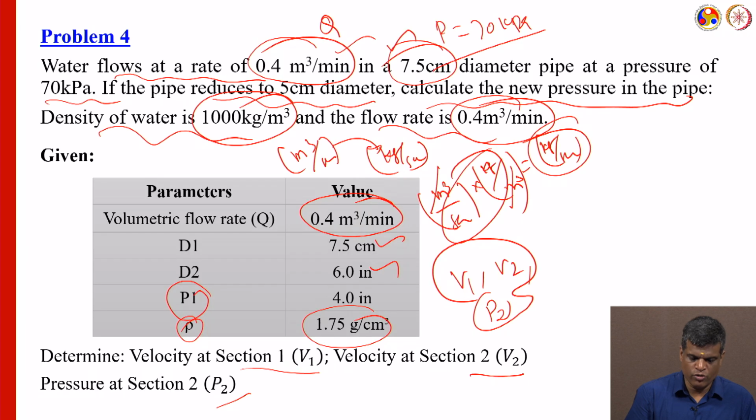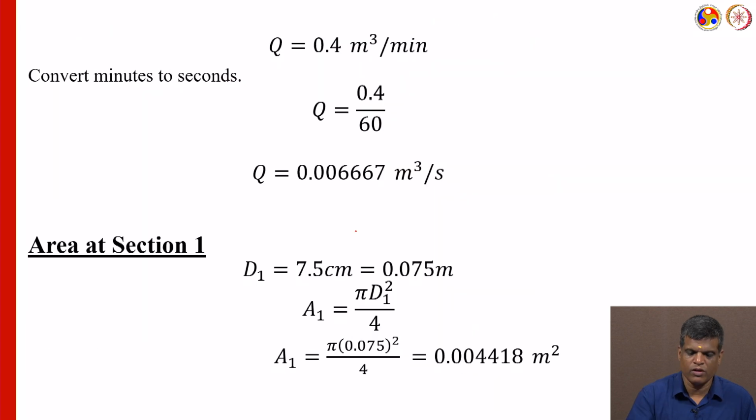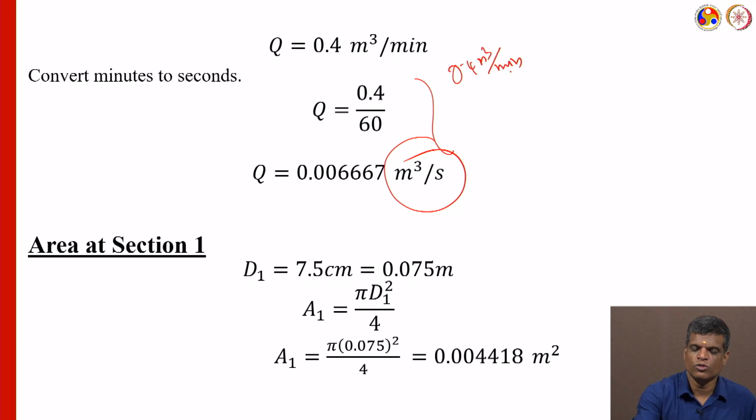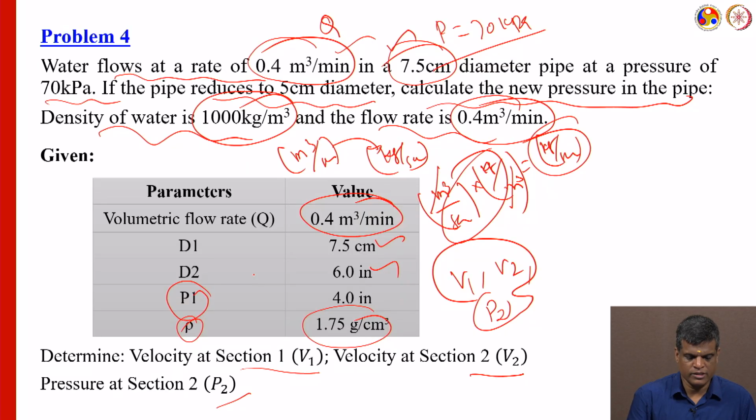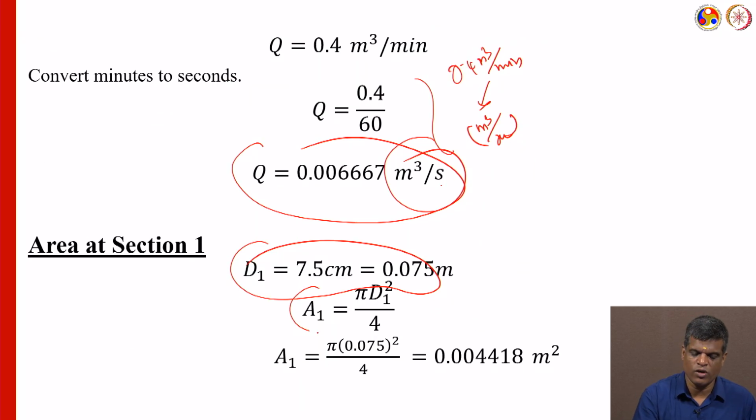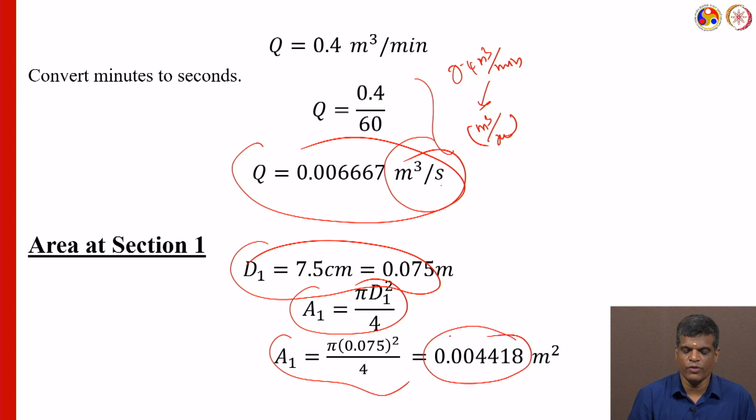So, you know the Q value, Q equal to 0.4, but the problem is given in meter cube per minute, so you have to convert it in terms of meter cube per second. Once this is done, the Q value is done. At section D1, D1 is already available, 7.5 centimeters, so once we know D1, we can calculate area A1. A1 equal to pi D1 square by 4.